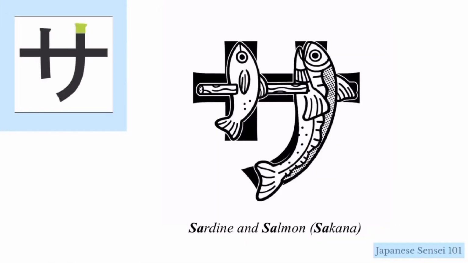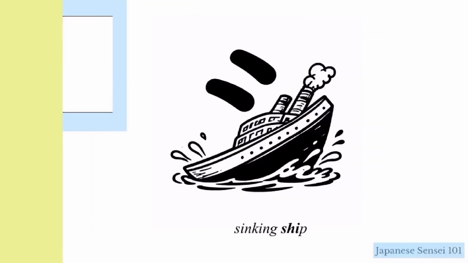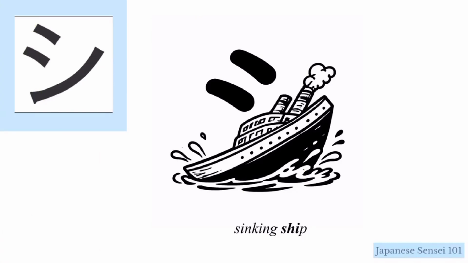Sa. To remember this, imagine 2 fish on a skewer. One small like a sardine and one big like a salmon. You can also remember sa by thinking of sakana, the Japanese word for fish. Shi. To remember katakana shi, imagine the front of a ship sinking into the water.